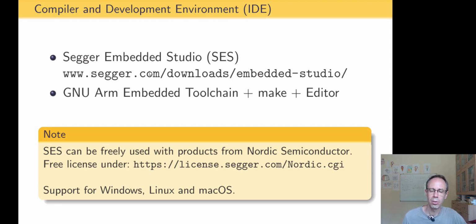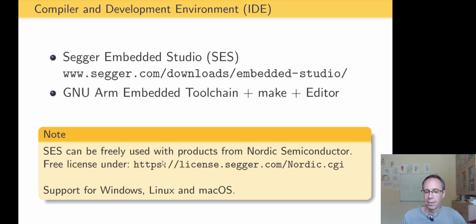This has a compiler and a toolchain already integrated. It's also possible to use a GNU compiler directly with Make and an editor. That's not so convenient. Nordic supports also IAR Workbench, but since Segger Embedded Studio is free to use for Nordic Semiconductor products, it makes sense to use this, and it's really quite comfortable. It supports Windows, Linux and macOS, so we are also not dependent on one specific operating system.